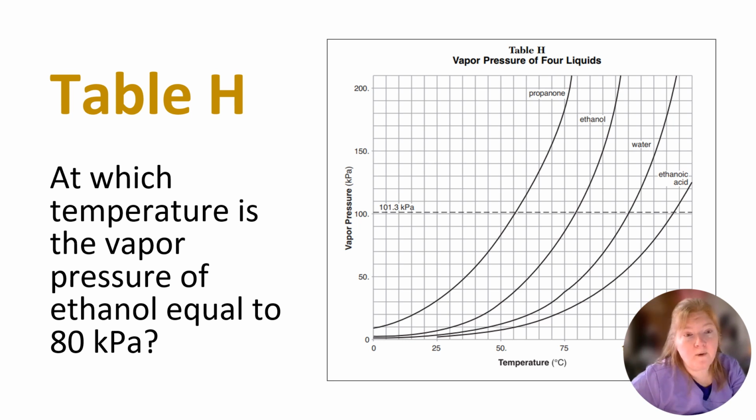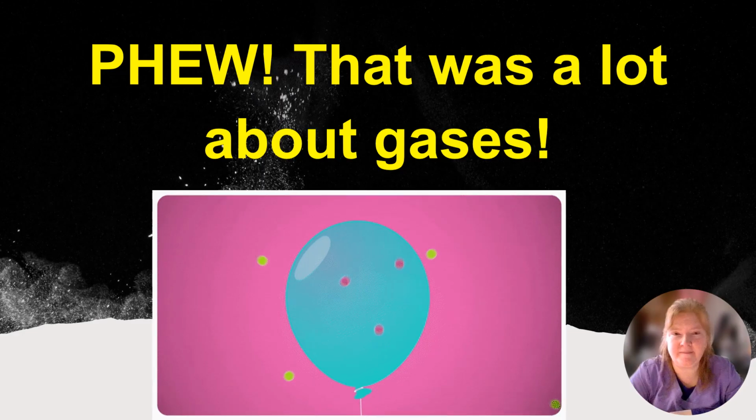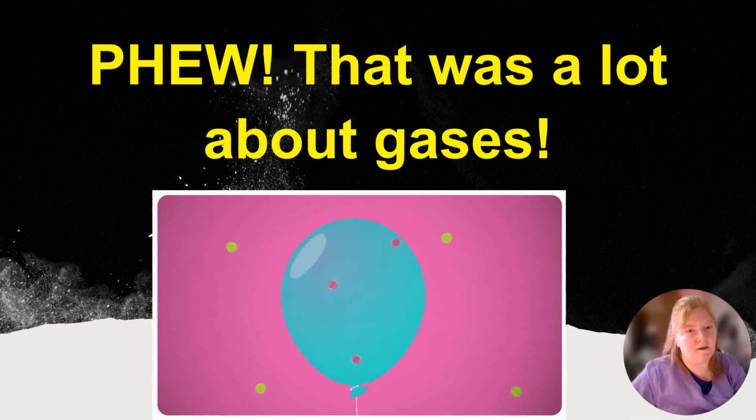All right, so at which temperature is the vapor pressure of ethanol equal to 80 kPa? Well, I'm going to go across from 50, 60, 70, 80 kPa until I hit the line for ethanol, okay, and go down and read the temperature, and that is about 73 degrees Celsius. Okay, whew, that was a lot about gases.